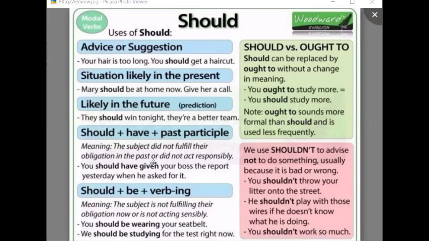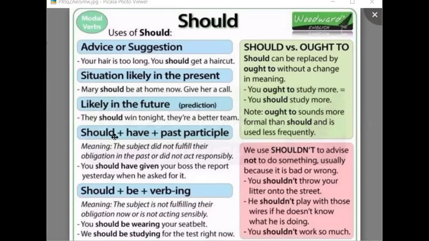Okay, we should be studying for the test right now. It means we are not studying, we are not acting sensibly, and we are not fulfilling our obligation. So when you have a situation where somebody is not fulfilling the obligation and is not acting sensibly, then you can use should be and then the verb in ing form.